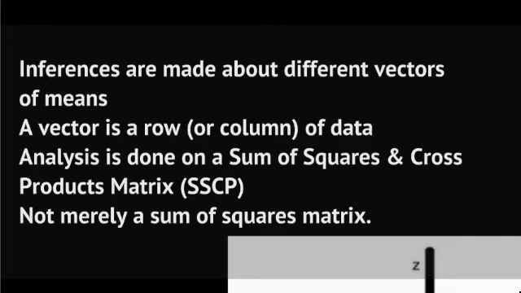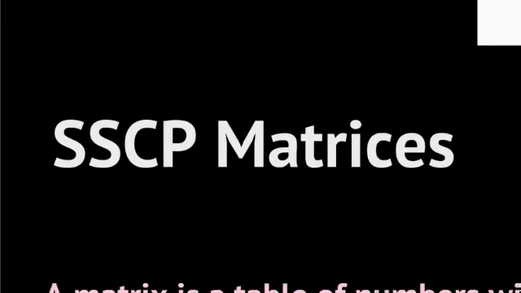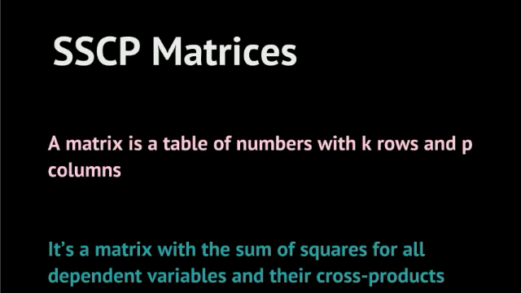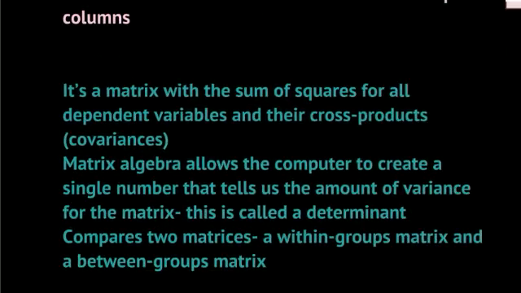So remember now, we're going forward, we're making inferences not about means and sums of squares, but about vectors and sums of squares cross products matrices. So what is that? A matrix is just a table of numbers with a certain amount of rows and a certain amount of columns. Right? So a matrix would be both rows and columns of data. That matrix, that grid of data, has the sums of squares for all the dependent variables and all of their what's called cross products or covariances.